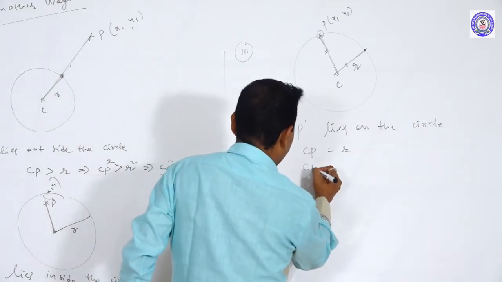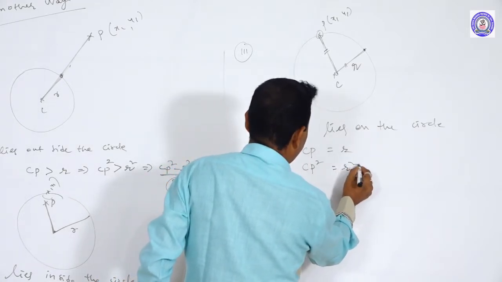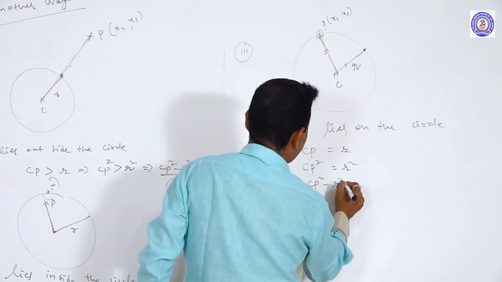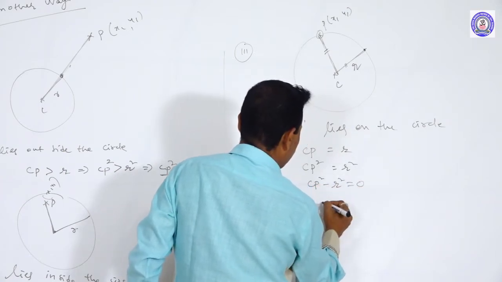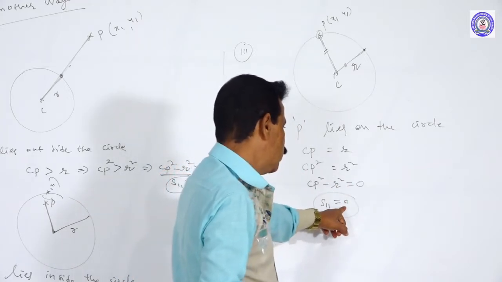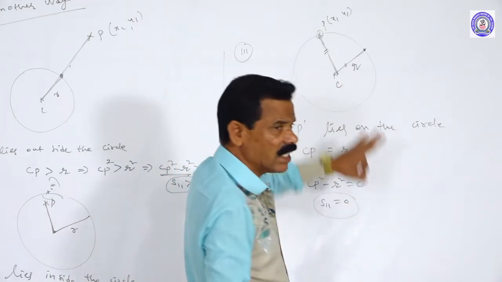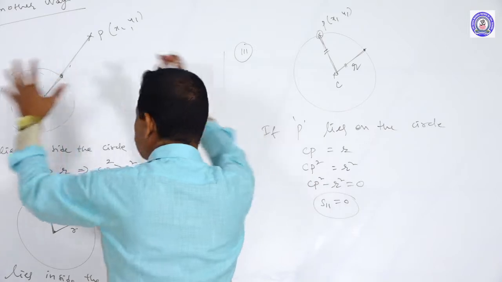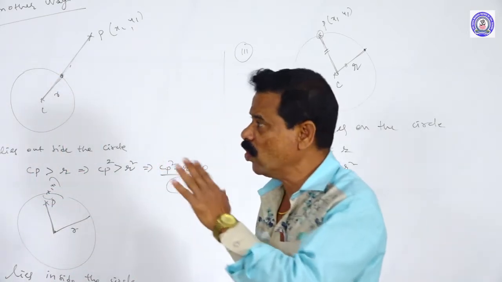Squaring on both sides, CP square is equal to R square. CP square minus R square is equal to 0. This is S11 is equal to 0. S11 equal to 0 means the point lies on the circle. This is the position of the point with respect to the circle.